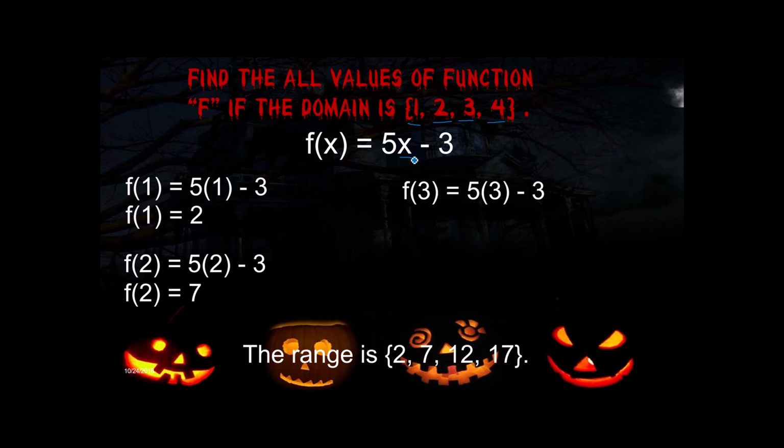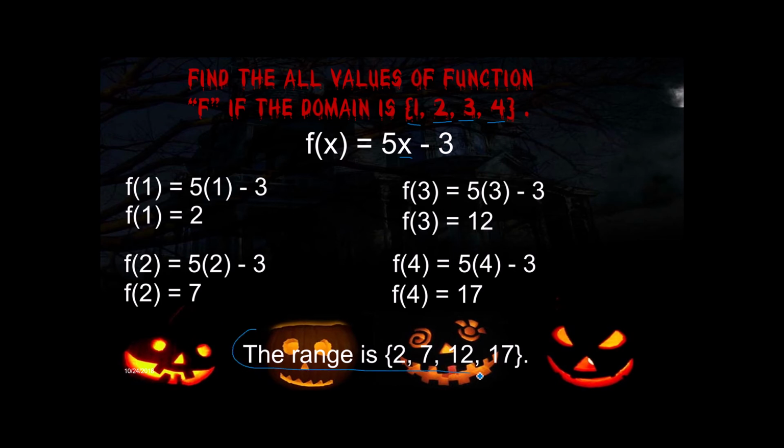F of 3, if I stick a 3 into my Rule F, I get 12. And F of 4 gives me 17. Notice it asked me for the range, so I did present the range for you. That should have been a pop-up when I clicked, but it showed up there at the beginning for you. Hopefully that wasn't too big of a distraction.